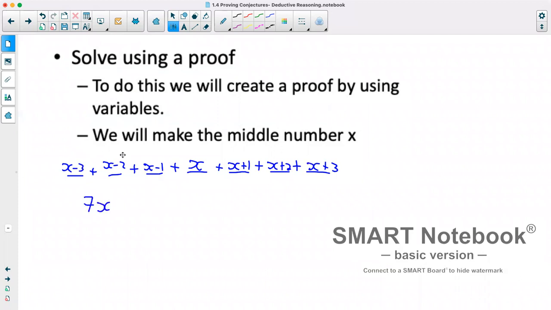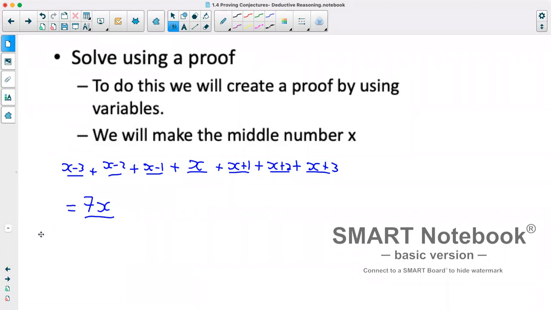Now if we have negative 3 minus 2, that's negative 5. Minus 1 is negative 6. Plus 1 is negative 5. Plus 2 is negative 3. Plus 3 is 0. So all of our constant terms cancel out. So essentially this is our answer, 7 times x. So we have proved that 7 times our middle number will give us our solution.